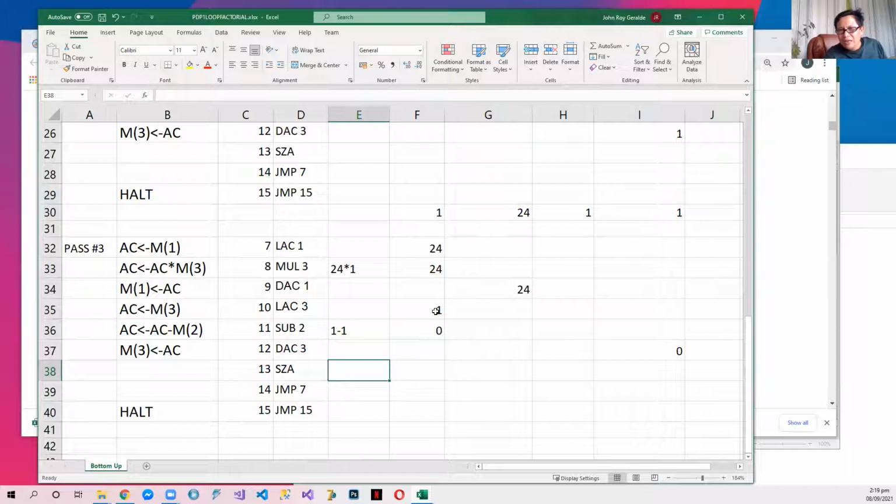JMP 7, no? JMP 7 means jump to memory address 7. Yes, that's correct. In the IAS, it is a jump, whole word jump. In the PDP, it is JMP. Okay? So these are memory addresses.